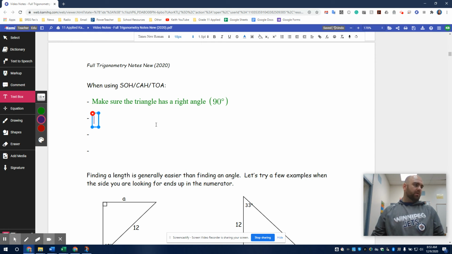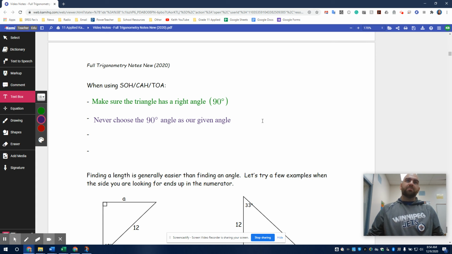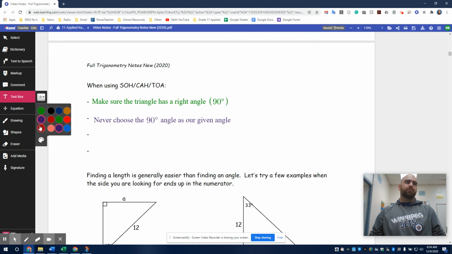The second thing is that we never choose the 90-degree angle, the right angle, as our given angle. That will always be theta. So if we look back here, theta will always be one of our other two angles. It will not be our right angle. We always use whichever one theta is in, or whichever angle we have a value for.